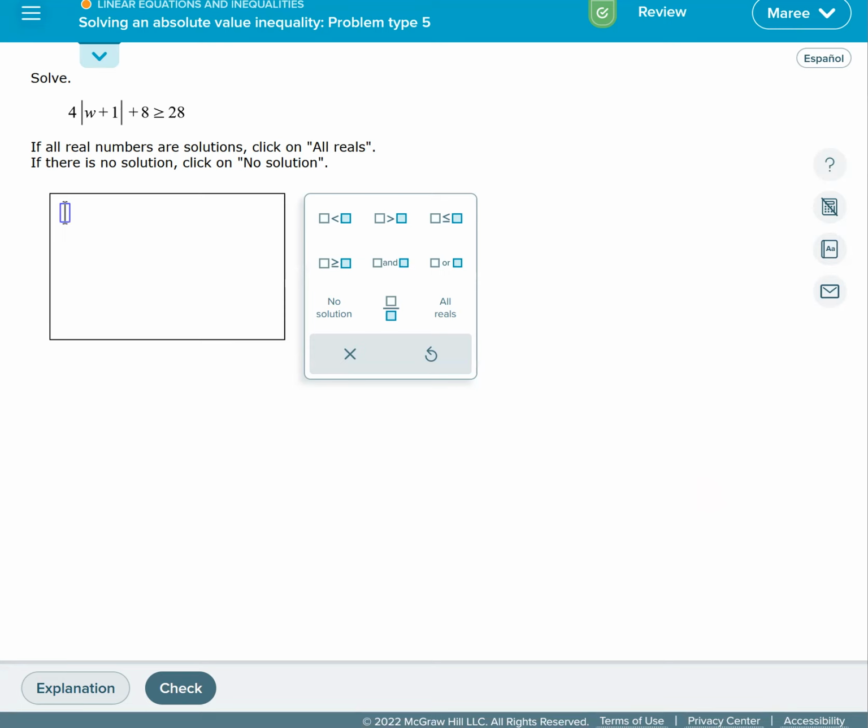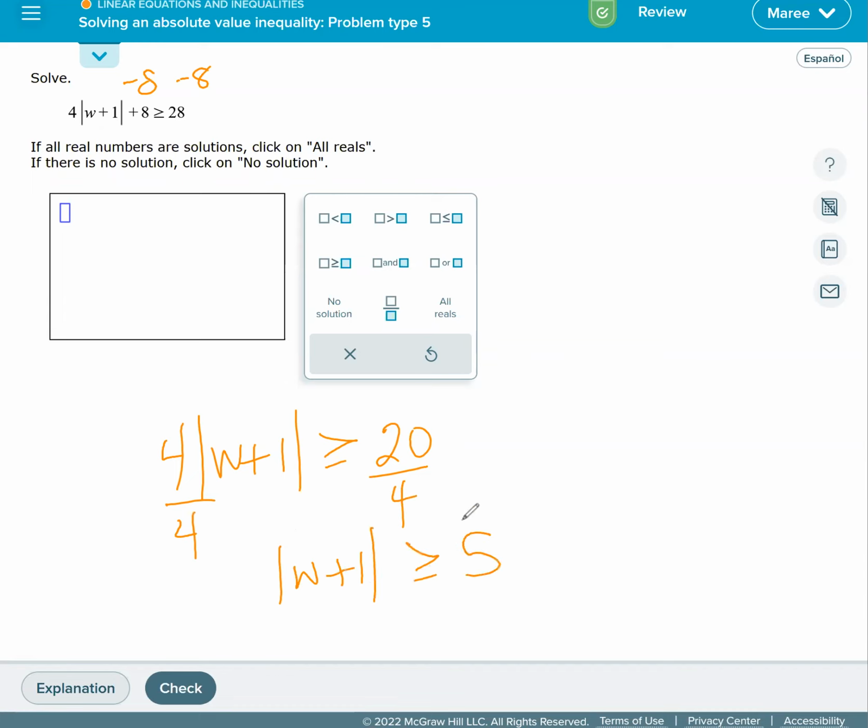We want to get our absolute value of w plus 1 all alone. So I'm just going to start here and subtract 8. There we go. So we have 4 times the absolute value of w plus 1 is greater than or equal to 20. Then we're going to divide by 4. So we have the absolute value of w plus 1 is greater than or equal to 5. So we're in the same position as the last problem. We're going to have w plus 1 is greater than or equal to 5, or w plus 1 is less than or equal to negative 5.